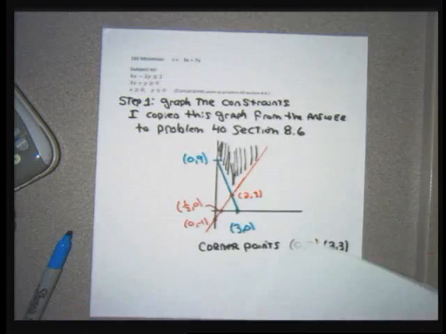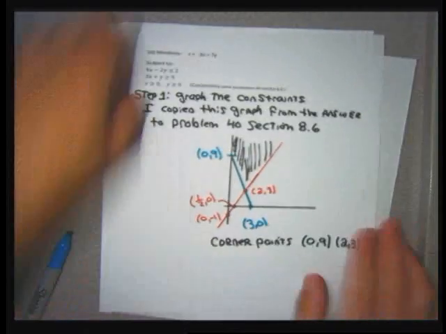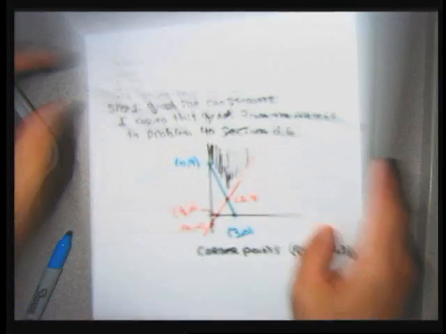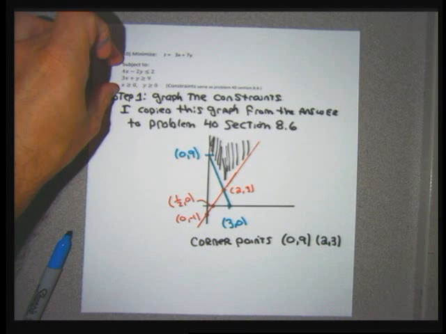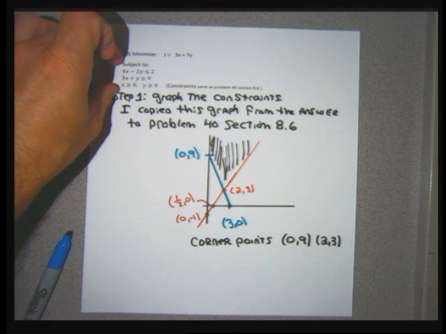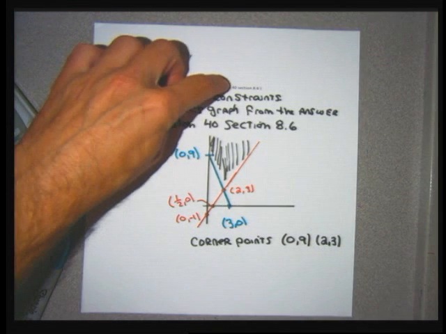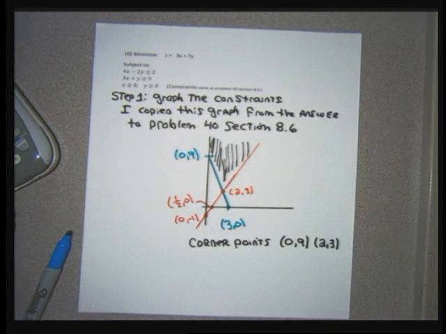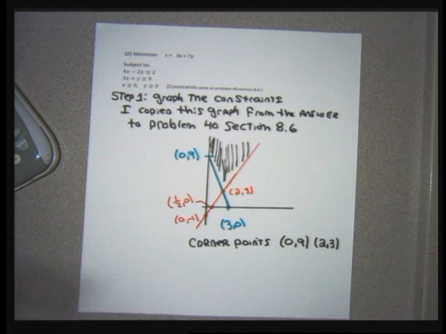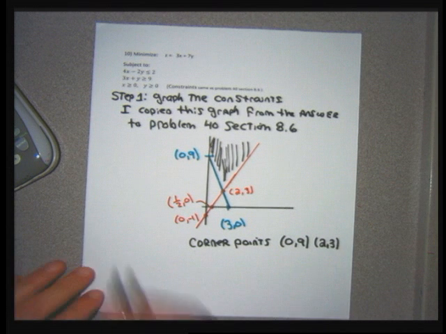So last one, as another minimize. Again, the constraint inequalities are the same as a problem from section 8.6. These inequalities were the same as problem 40 from section 8.6, so I just copied that graph down to speed up the process. We can definitely find the x and y intercepts, find where the lines intersect, figure out how to shade, and then get into the linear programming part.